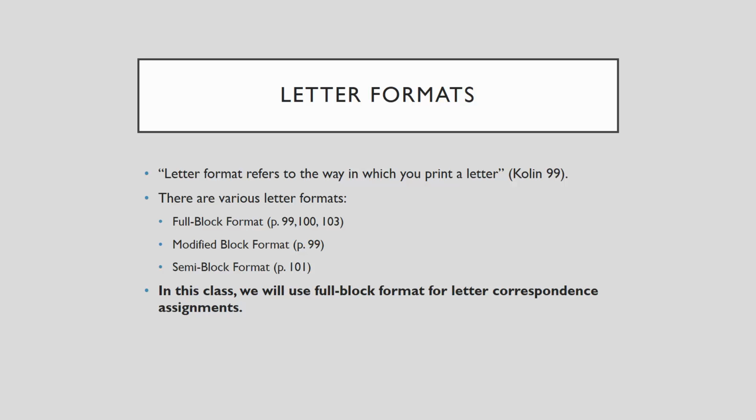With full block format, which begins on page 99, all of the information is flush against the left margin, and you want to double space in between sections of your letter. Now, don't confuse the two, because your letter should be single spaced within those sections. However, you want to double space between sections. If you would, go ahead and turn to page 100 of your textbook and you'll see an example of a full block letter, and it also shows you how a full block letter should be spaced.